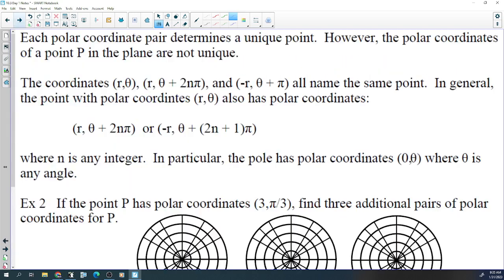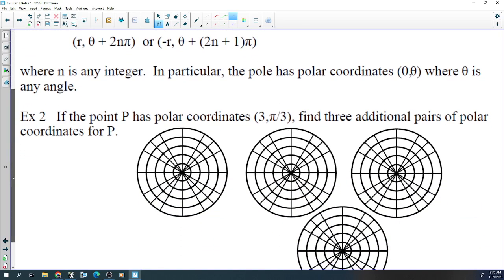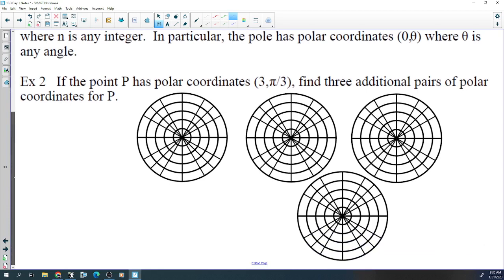Each polar coordinate pair determines a unique point. However, the polar coordinates of a point P in the plane are not unique. So let's go down to the exercise. If the point P has polar coordinates 3 and pi over 3, find 3 additional pairs of polar coordinates for P. Now, there's an infinite amount of points because we can just keep going around and around the circle.